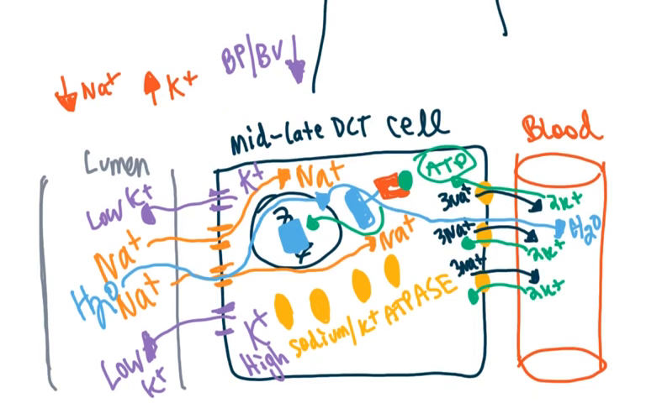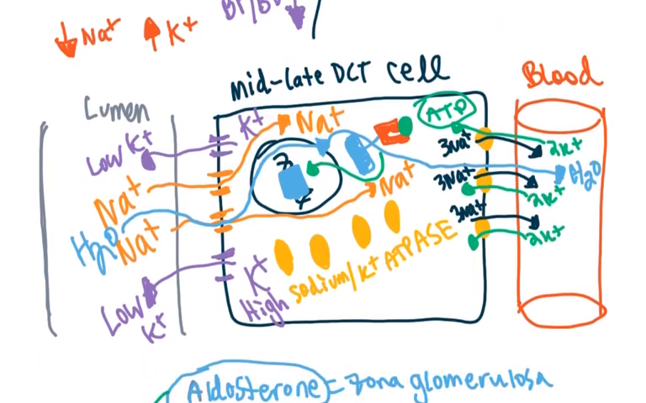But this is all I wanted to get through in this video: the basic idea of how aldosterone acts on the mid to late distal convoluted tubule cells, and how we actually fix the problems by increasing blood pressure, increasing blood volume, decreasing blood potassium, and increasing blood sodium levels. And how aldosterone directly activates transcription factors to transcribe and translate proteins such as sodium potassium ATPase pumps and sodium and potassium channels, on the apical side of the cell.